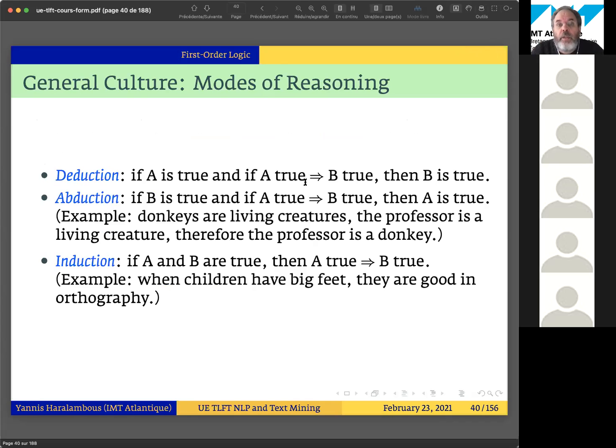Now, how do we make statements out of these ingredients? There are three modes of reasoning: deduction, abduction, and induction. Deduction is what is used in science. If we have A that is true and A implies B, then B is true. This is an inference. It has a name. It is called modus ponens. And it's a mode of reasoning called deduction.